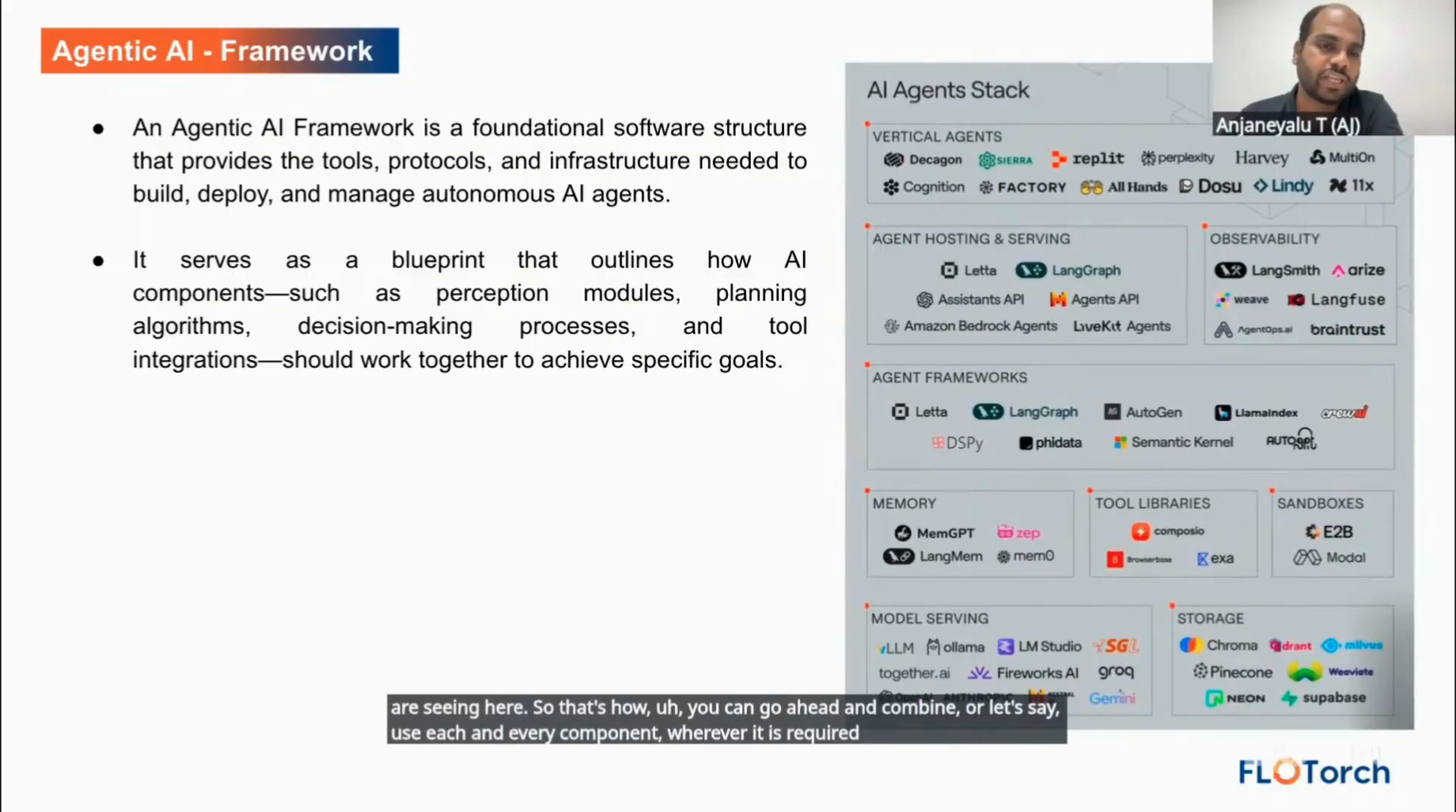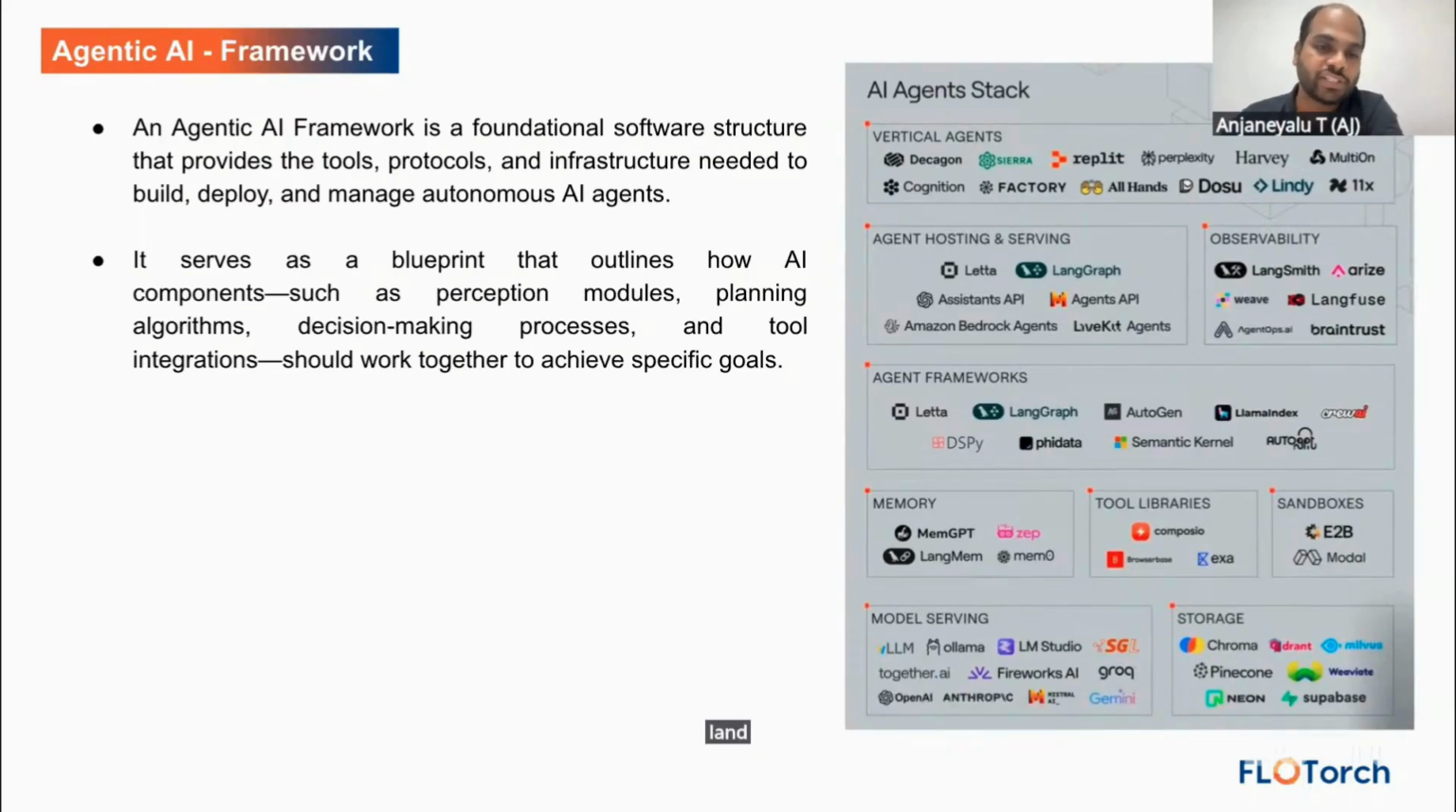So that's how you can combine, or let's say use, each and every component wherever it is required, right? It's like getting a fully furnished house. Instead of buying land and buying each and everything from scratch, right? That's how FloTorch is going to help you in building these kinds of ecosystems.